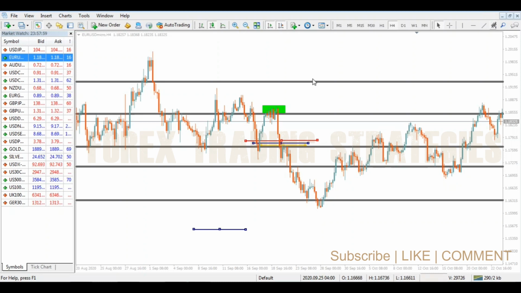Maybe the next candle will just shoot up. I don't know. But 90% of my trade I've already banked. Now I'm just playing with the remaining 10%. Then price comes here. I don't necessarily close the trade. I just move my stop loss closer.